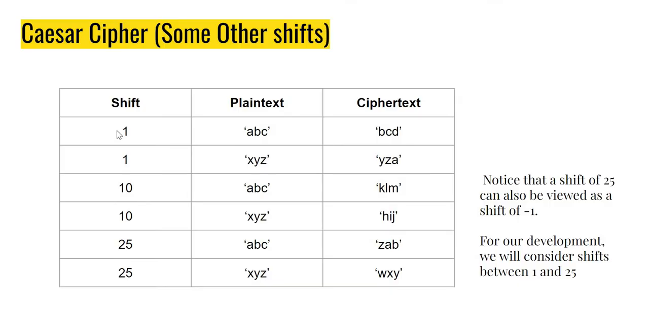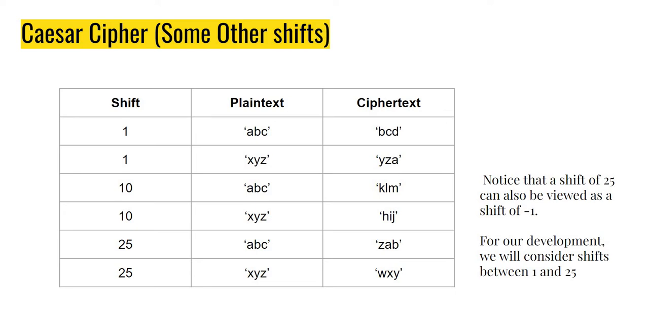For example, if I shifted by 1 and my plain text, or let's say the input string, was ABC, my cipher text or the output secret message would be BCD. Notice how A has become B, B has become C, C has become D. Say my shift was 10, then ABC becomes probably KLM. If my shift was say 25, A becomes Z, B becomes A, C becomes B, and so on. Now there are two interesting things coming out from this table.